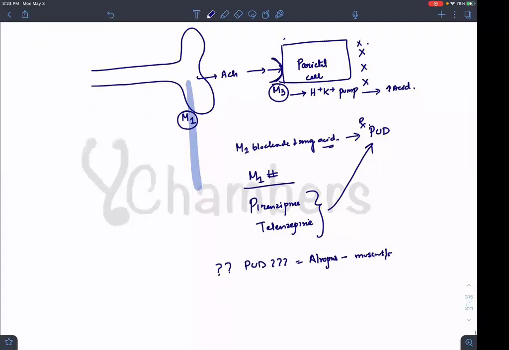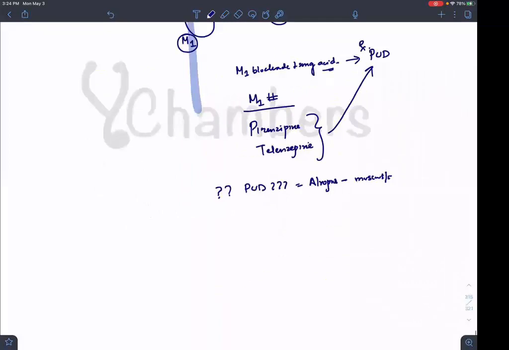But what is M3 doing? What is present on the smooth muscle? Yes, it blocks muscarinic activity. So that means you are yourself giving the opposite justification. Okay. So atropine is a muscarinic antagonist. It will be having muscarinic side effects.